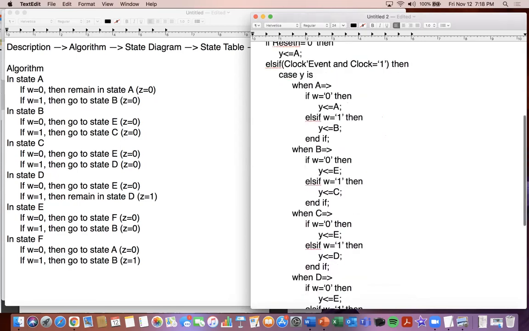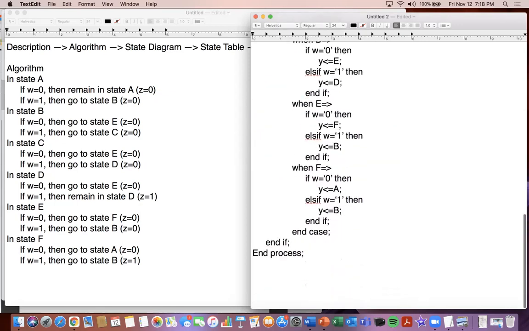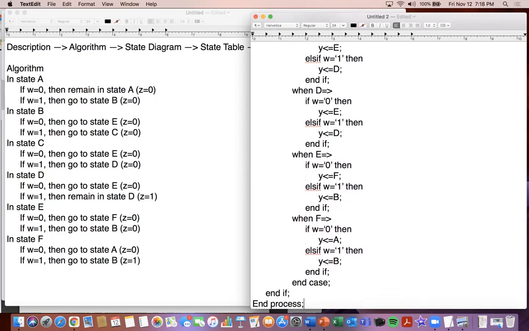And thank you. And then we're going to have our next one, which is we need to assign the output. And remember in the Mealy type, the output is not based on the state, it's based off the value of W then. And so when we're in that, let me check real quick. I want to make sure I do this correctly for both.